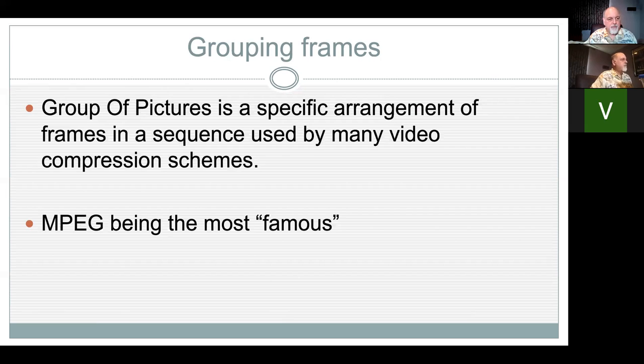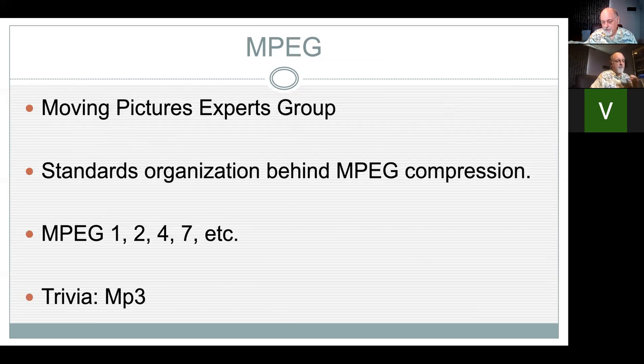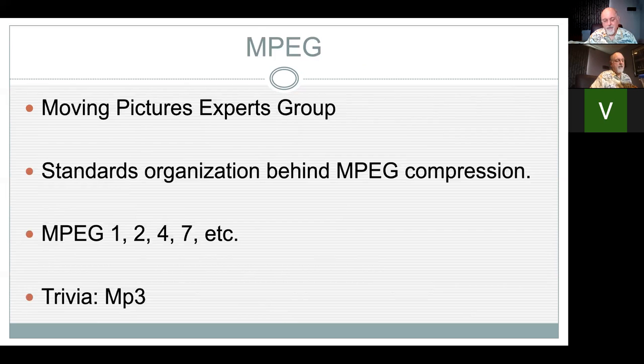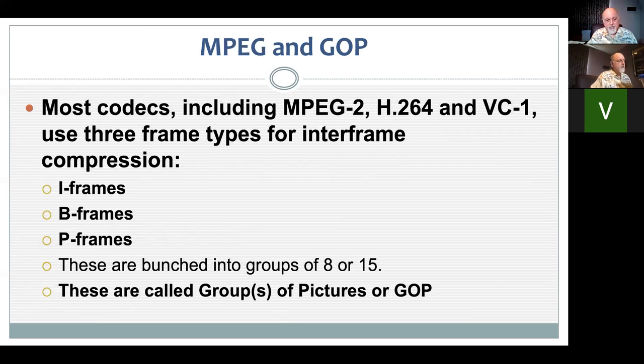MPEG is a very famous group-of-pictures style compression scheme. It was created by the Moving Picture Experts Group. They're the standards people behind MPEG, and there's MPEG 1, 2, 4, 7. The trivia about MPEG 3 is it was designed as a video compression scheme, but it never got completed in time. MPEG 4 came up before it was done, and they released the audio portion as an audio file. The key point to these motion compression schemes is they have to identify certain frames.